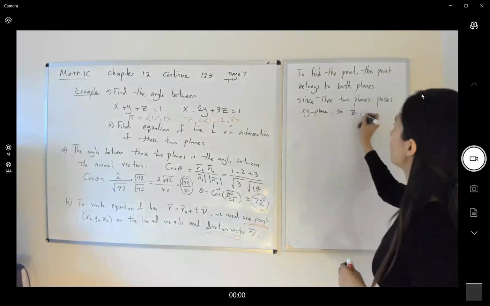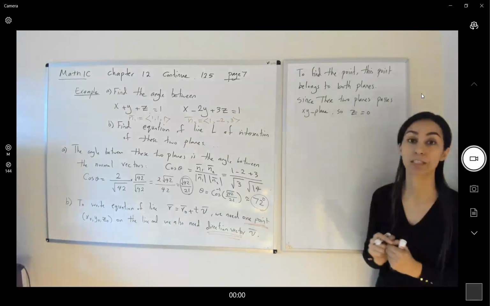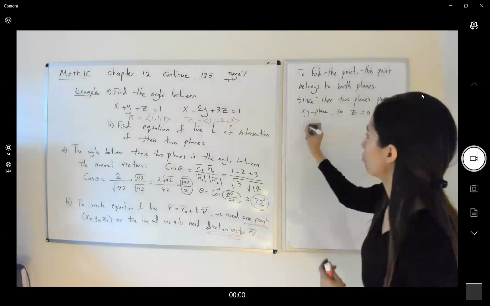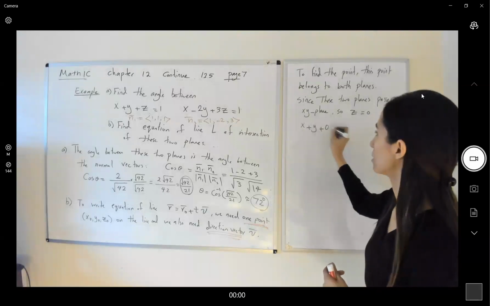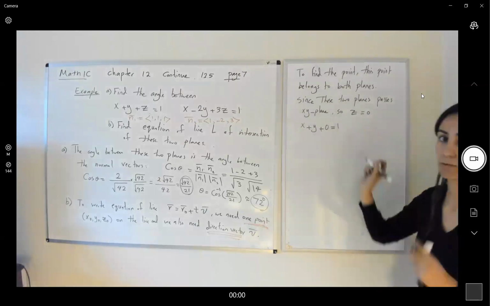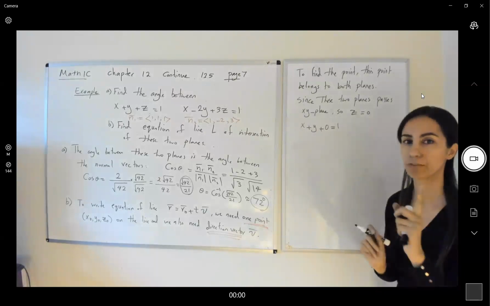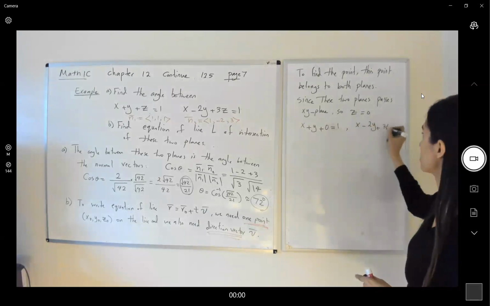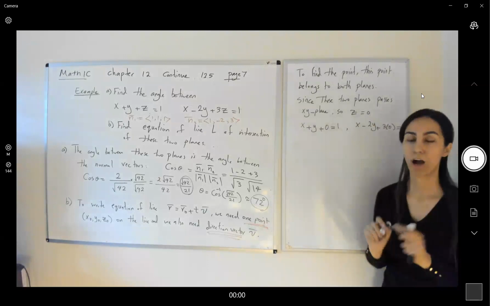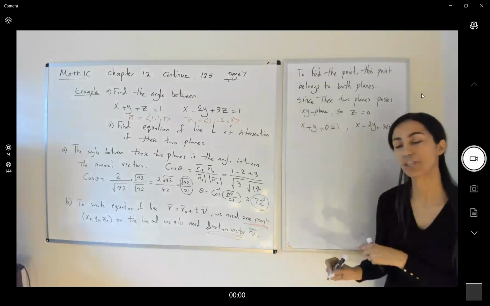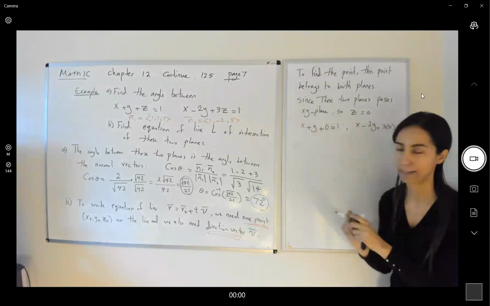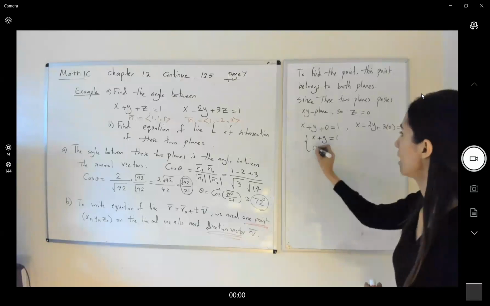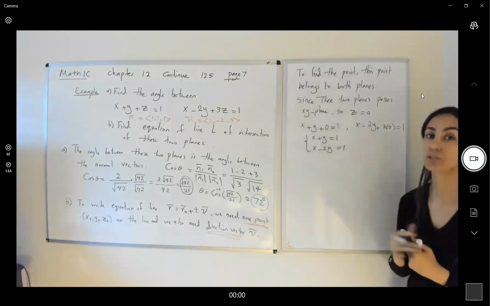So z eventually is equal to 0. When z is equal to 0, the first equation is x plus y plus 0 equals 1. What is my goal? My goal is to get rid of one of the variables. The second equation is x minus 2y plus 3z equals 1. I'm going to form a system of linear equations and solve for x and y. So I get x plus y equals 1, x minus 2y equals 1.